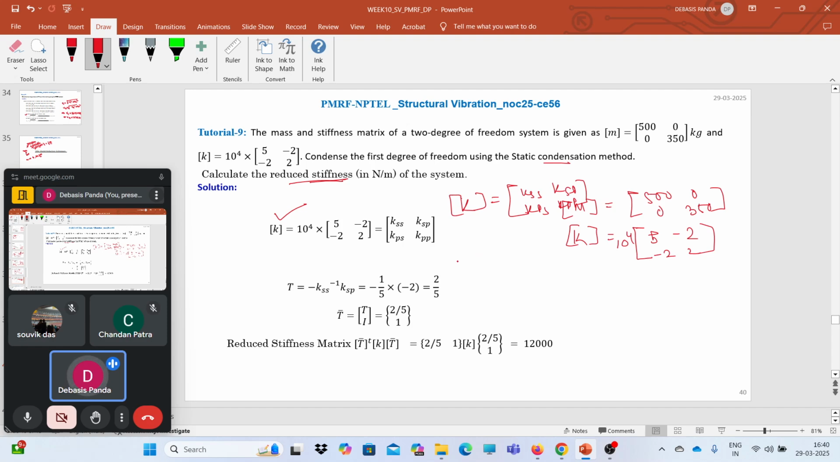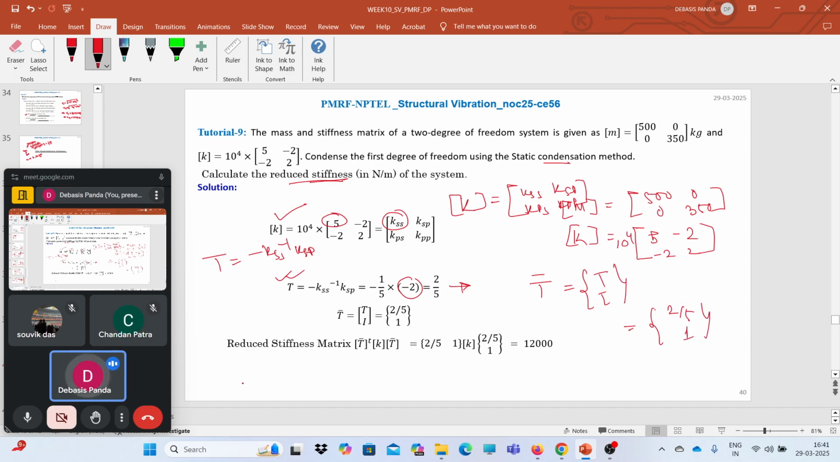Already we have that. Now T is nothing but minus KSS inverse KSP. So we can do the inverse. KSS inverse, the quantity is also given, 5 we have. That means the value 1 by 5 multiplied by KSP, which is minus 2, so that comes as 2 by 5. Now what will be the value of the T bar matrix? T bar matrix, we know it's T, which is a vector, and I, that means 1. So it will be 2 by 5 and 1.